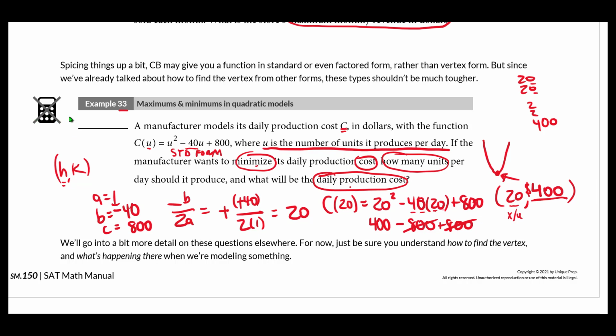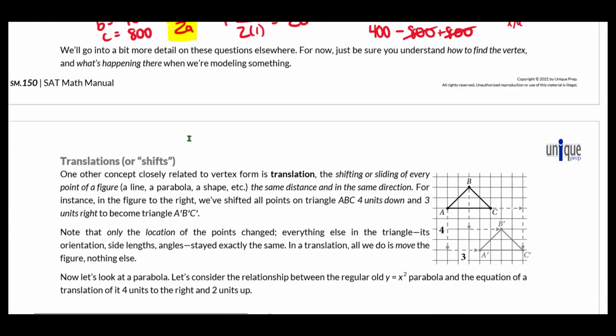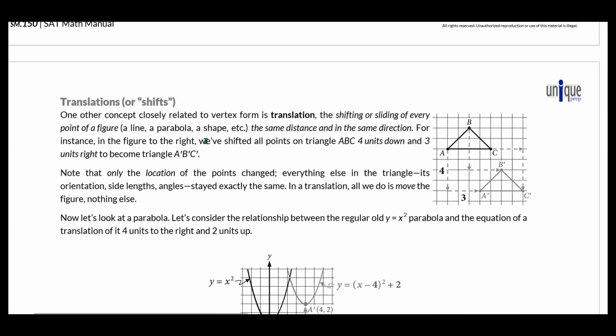We have to produce 20 units, and the production cost will be $400. So again, is there a need to convert to vertex form here to find the minimum value of this function, to find the number of units that produces that minimum? No, we can use what we learned from standard form to find the u coordinate at the vertex, plug that u coordinate back in, and find the corresponding c value, the corresponding daily production cost value.